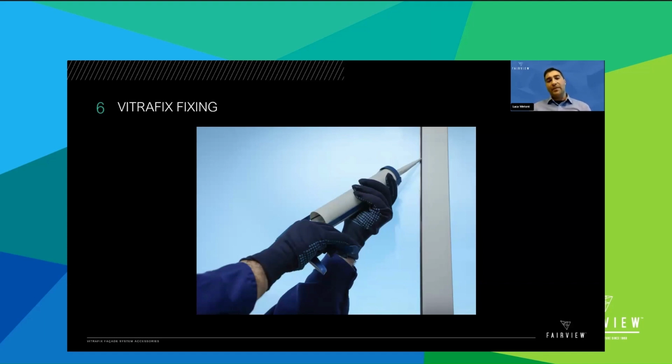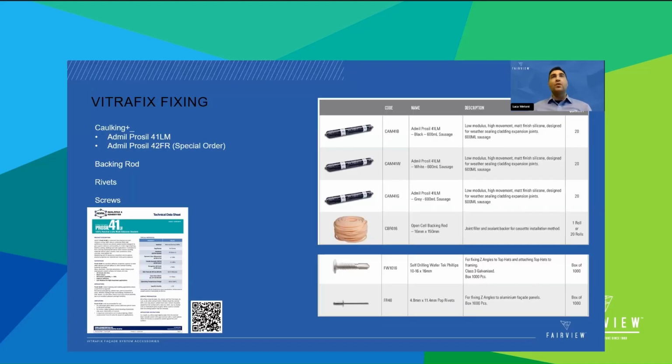Moving now from the cavity and insulation, we move to panels, Vitrafix fixings. Fairview can offer, as a part of the full range of system, also a range of fixings. We have a product tested that can be used, for example, for the Rainscreen system. Backing rod, rivets, screws, and caulking products, they are available as part of the standard supply.